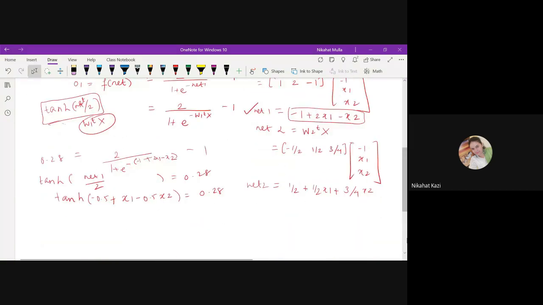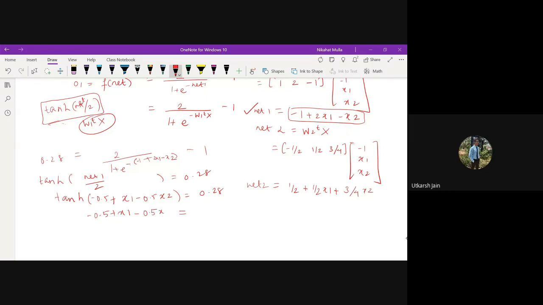Okay. What can I do now? Tan h inverse I can take. So if I take tan h inverse on both sides, then I will get a simple linear equation. Okay, tell me what is it? Tan h inverse of this 0.28. Equation wise, ma'am, half ln of 1 plus 0.28.